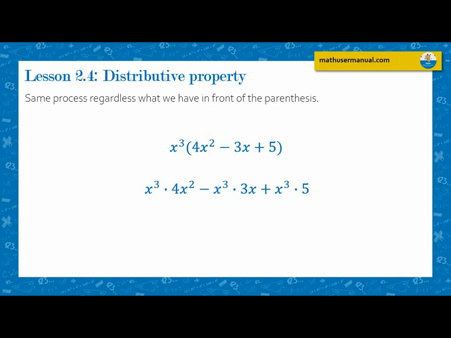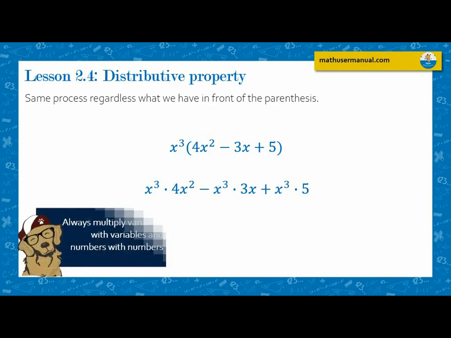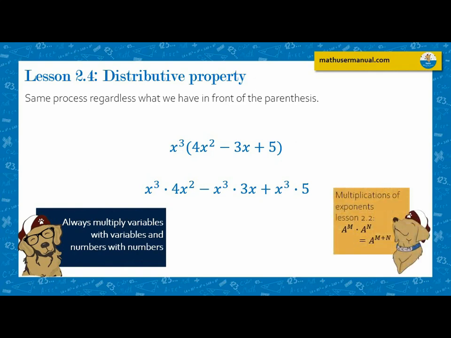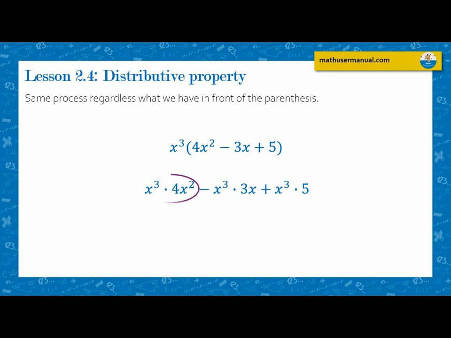Now we can simplify by doing the operations. Remember, multiply variables with variables and numbers with numbers. Also, multiplication of exponents, as we learned in lesson 2.2. These two rules is all we need to simplify, because x to the power of 3 times 4x to the power of 2. The 4 is just 4, and the exponents, we add them, so this is x to the power of 3 plus 2, which is x to the power of 5.